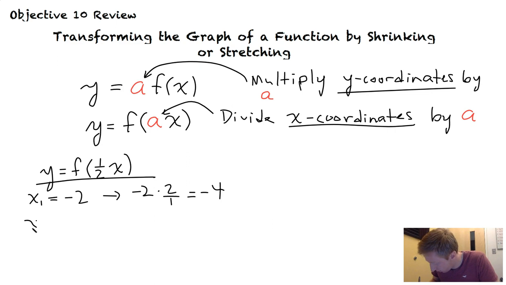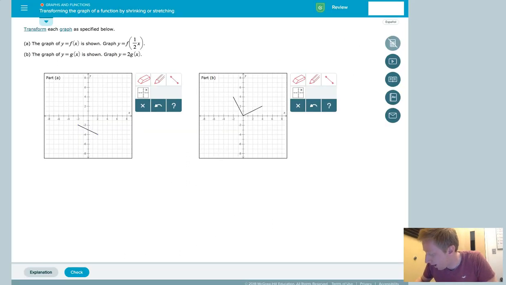Our second x-coordinate is 2. And so we take 2 and divide that by 1/2. We multiply that by 2 over 1 again. And this results in 4. So these are our two new x-coordinates. X equals -4 and x equals 4. So we'll go back to our graph in ALEKS and we will plot these new points.